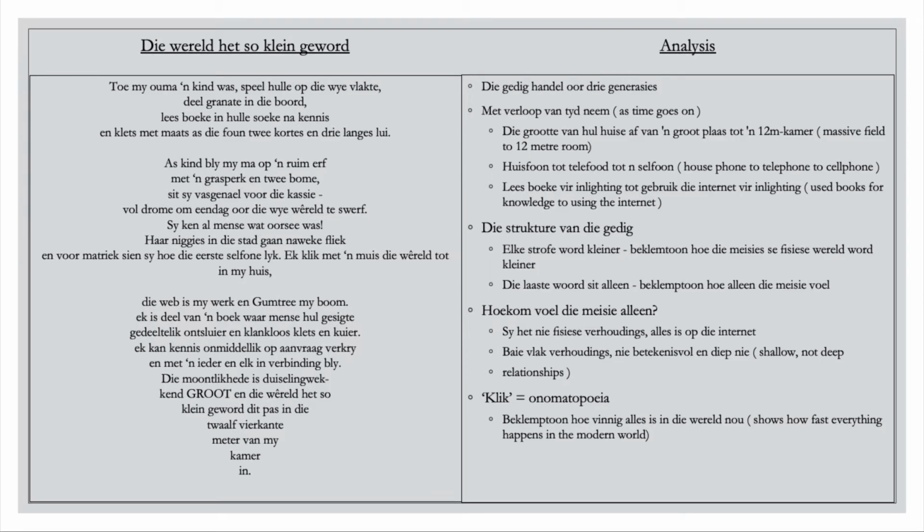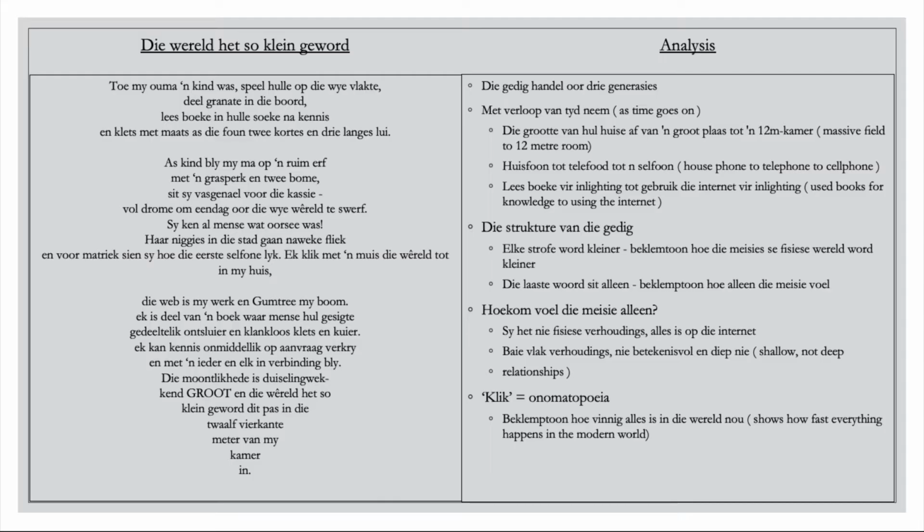And then it says, when it gets to her paragraph, it says gum tree is her boom. So the only tree and garden type thing that she has is gum tree. It's not actually a physical tree, but a cyber one. And then also important keywords with the mom, it says there she has a grasperk and twee bome, so she has some sort of a garden with two trees.